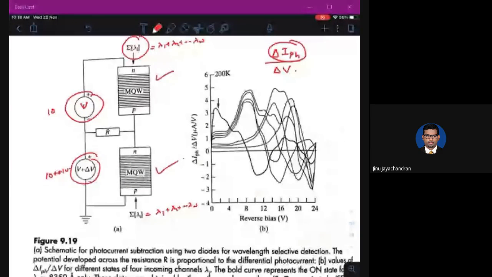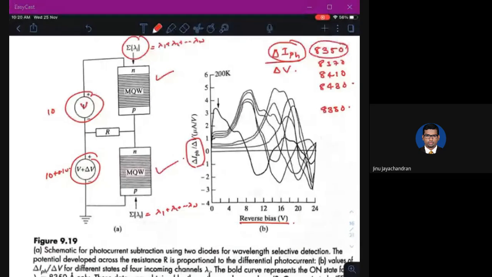Now you see that it is plotted here. So for any V versus delta IPH by delta V, it is plotted. And the plot is for four different wavelengths. That is, the wavelengths that correspond to the plot are 8350, 8370, 8410, and 8430. Let's say I want to detect the wavelength corresponding to 8350. Okay, this is the wavelength that I am going to detect.